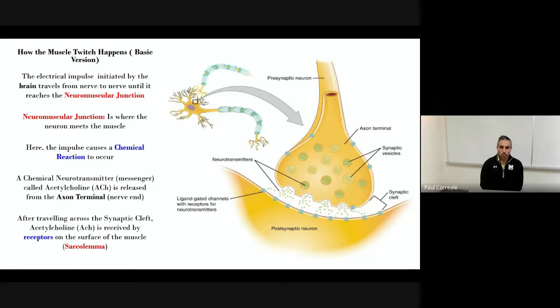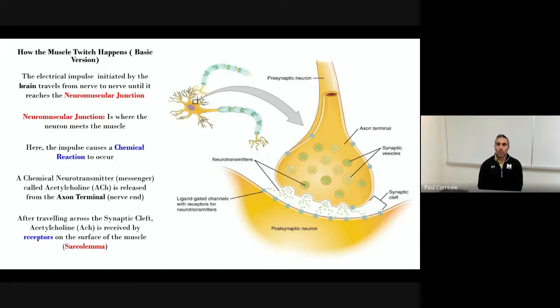An example of a neurotransmitter would be ACh, which is our acetylcholine. This is now going to travel to the postsynaptic end. It will interact with channels that are alongside receptors that are alongside that postsynaptic neuron, the surface of the muscle, and therefore continue that excitatory message to allow hopefully for muscle twitch.